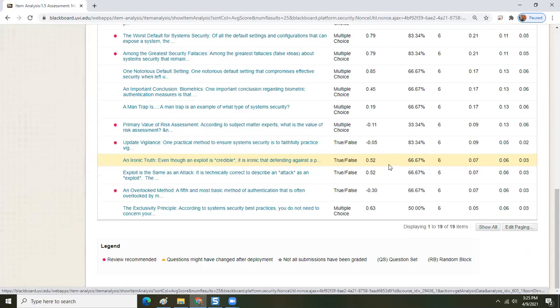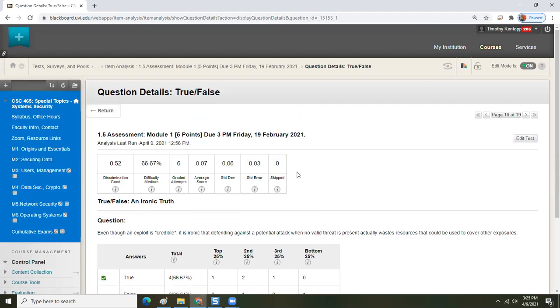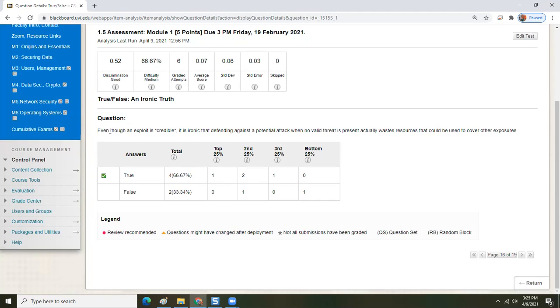Okay, an ironic truth. This is a true-false item. Even though an exploit is credible, it is ironic that defending against a potential attack when no valid threat is present actually wastes resources that could be used to cover other exposures. This statement is true. So even when an exploit is credible, even when a potential attack is possible, if there is no threat present, see, that's part of the risk analysis component we investigated in Module 1.